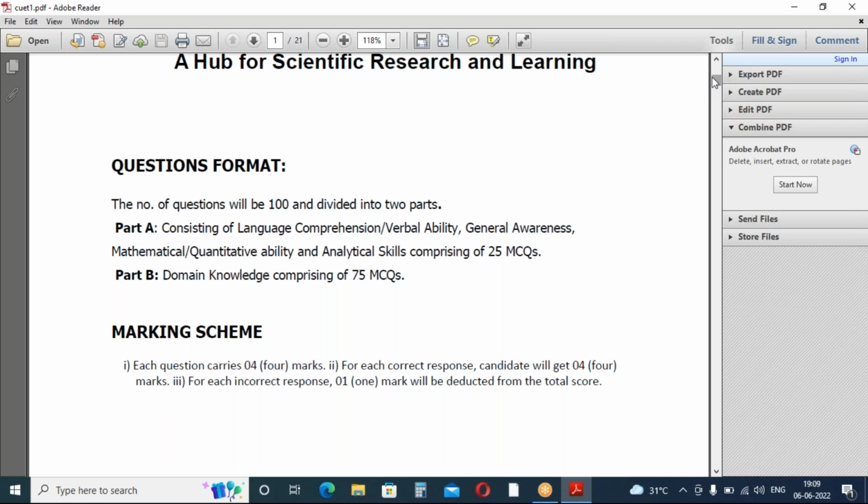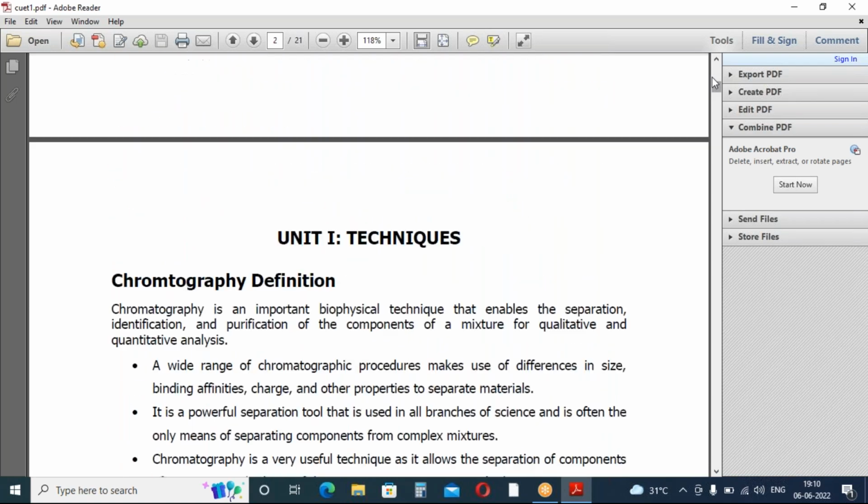In that, the subject mainly occupies 75 questions, that means 75 fours, consisting of 300 marks. You have to know the basic concept of the total syllabus. If you know the answer to that particular question only, then you can answer that question. So you have to know the full concept of the total syllabus. Then I am going with the topics, and the first topic is the techniques topic.